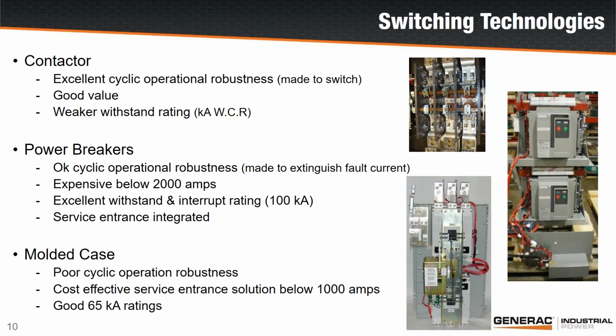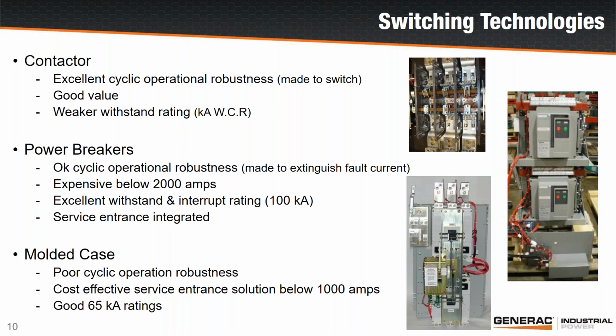Now, a power breaker is a little more robust than an insulated case breaker, so that technology can actually come in two varieties. If it's actually a 1066 power breaker, it's more of a renewable device, so it's a little more robust than just an insulated case breaker. They're not really cost effective below 2,000 amps. So you tend to see power breakers used at 2,000, 3,000, 4,000 amps. Excellent withstand ratings.